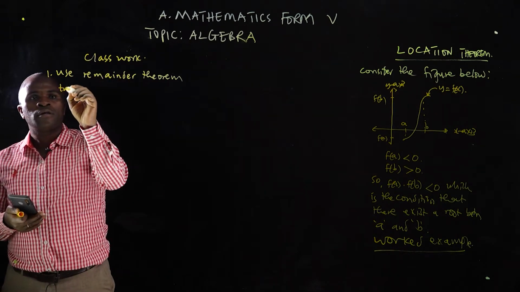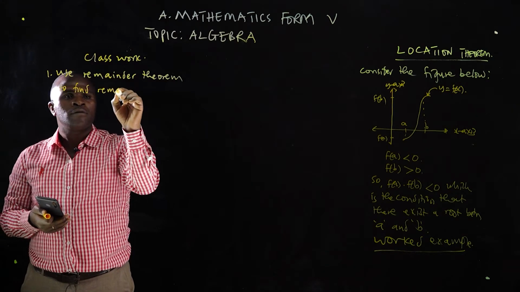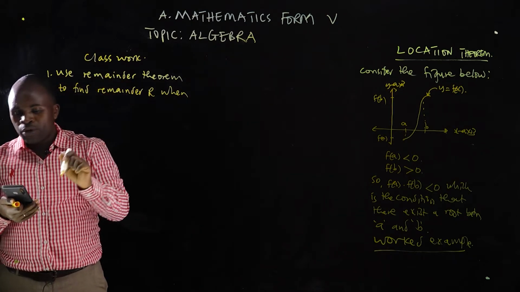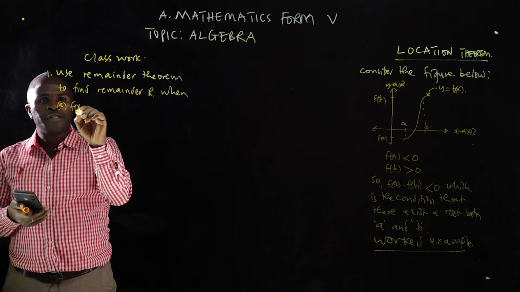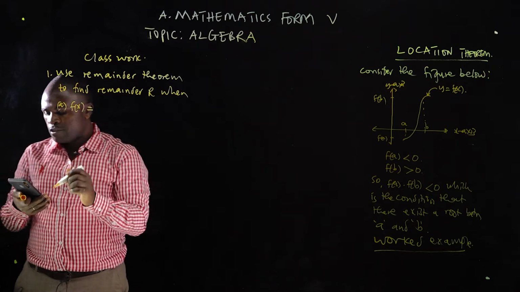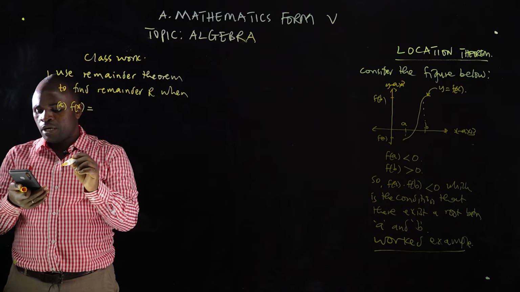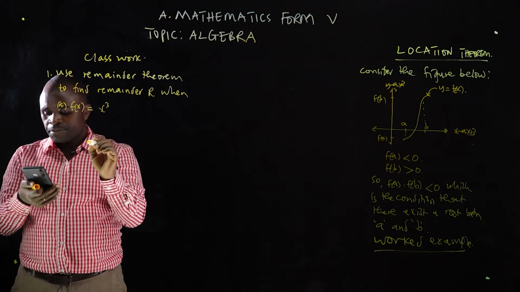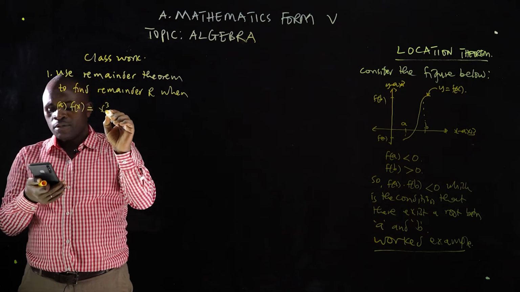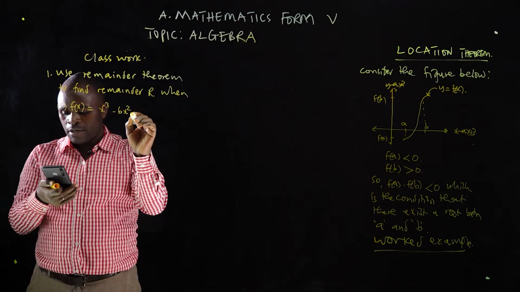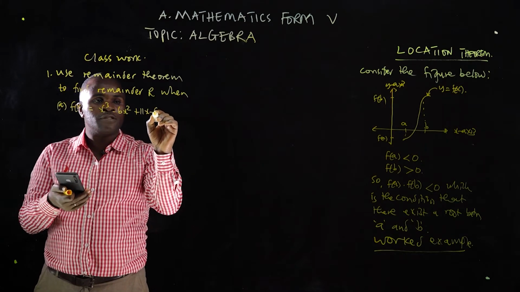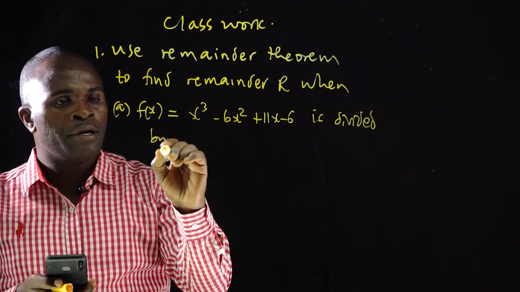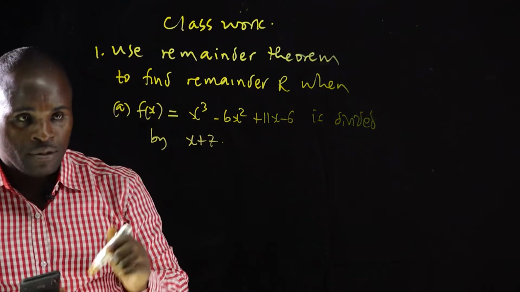Use remainder theorem to find the remainder when f of x equals x power 3 minus 6x squared plus 11x minus 6 is divided by x plus 7, using remainder theorem.